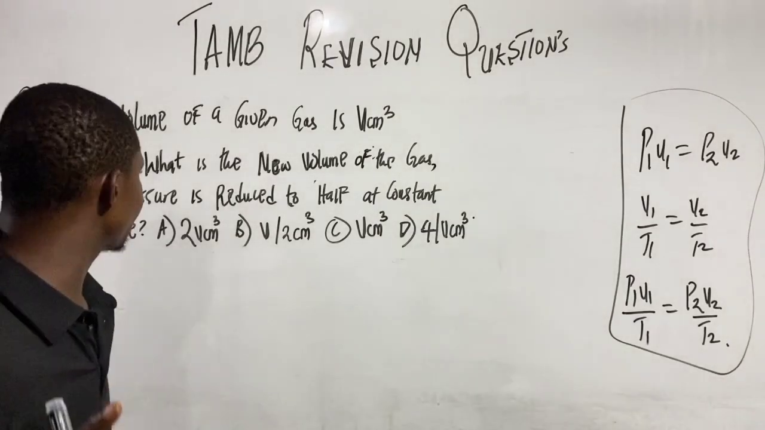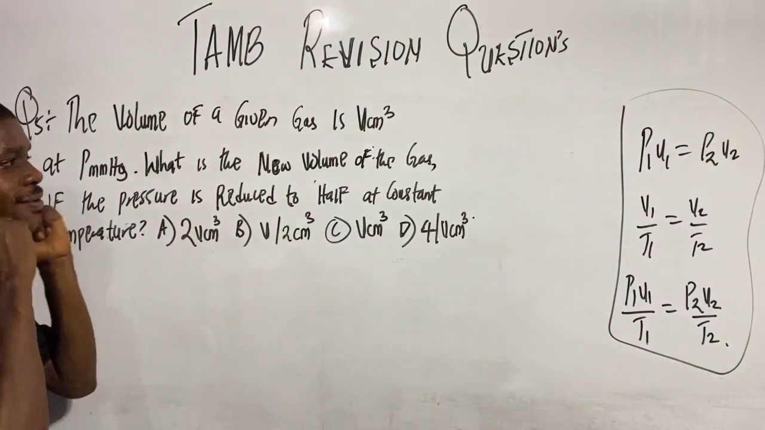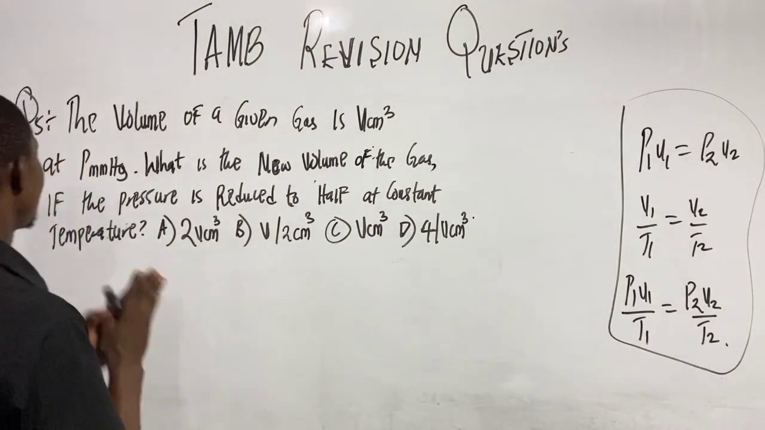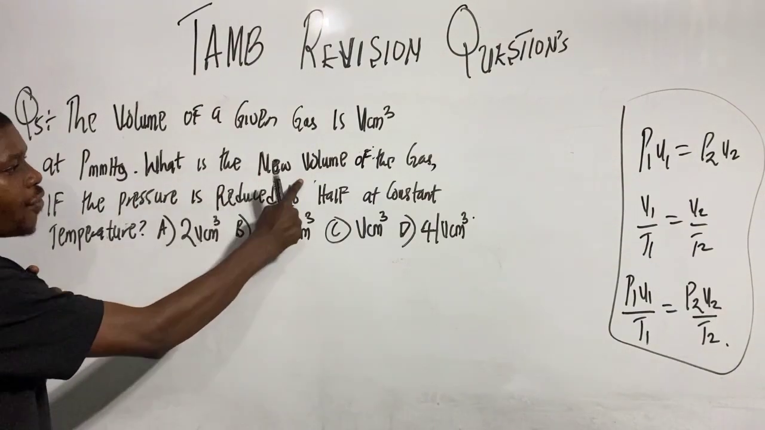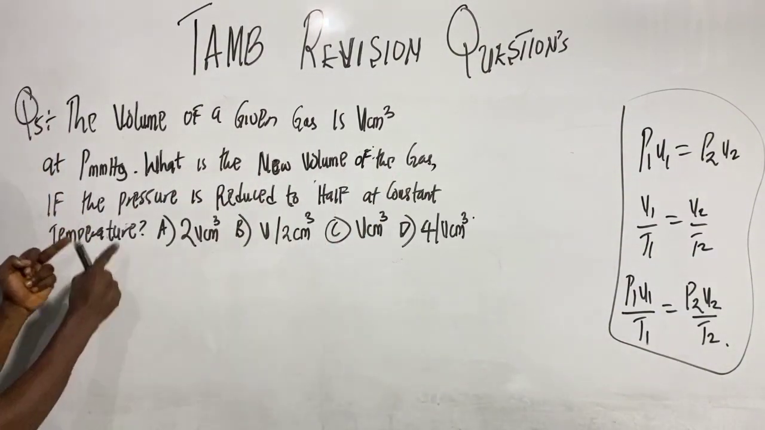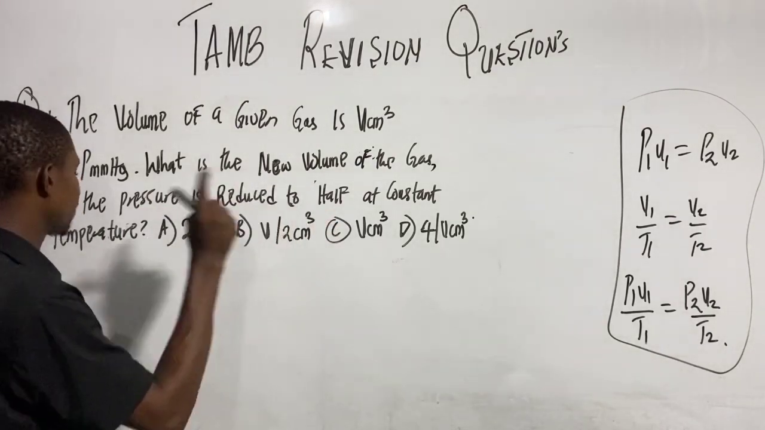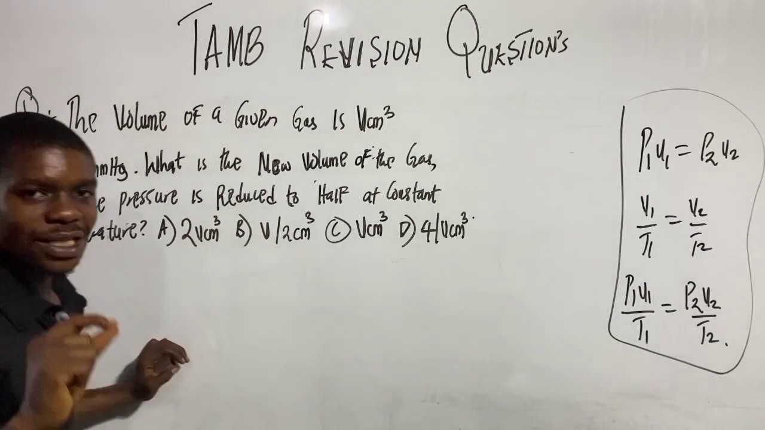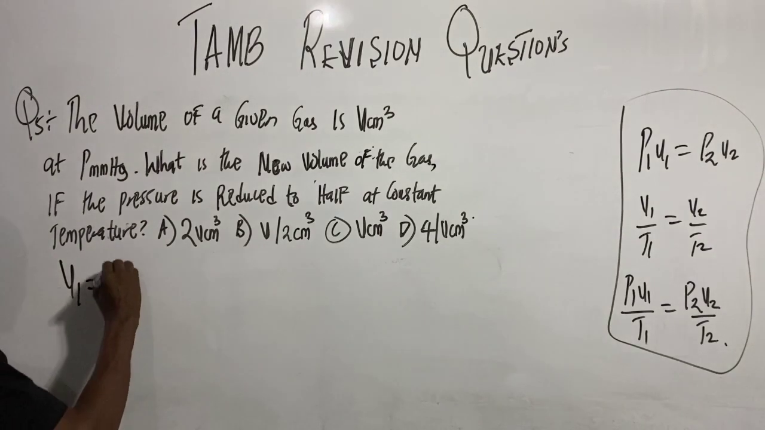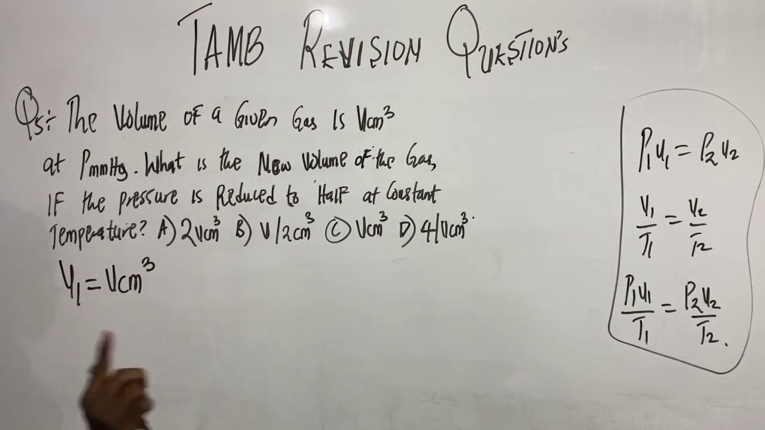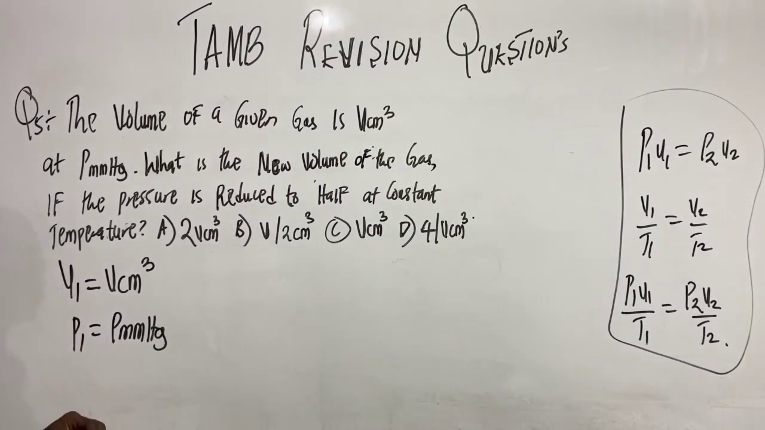So let's look at question 5. They said the volume of a given gas is V centimeter cube at P millimeter mercury. What is the new volume of the gas if the pressure is reduced to half at constant temperature? So my V1 here is V centimeter cube, and the pressure is P millimeter mercury. Just that.